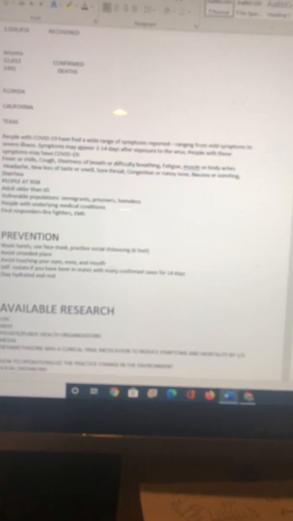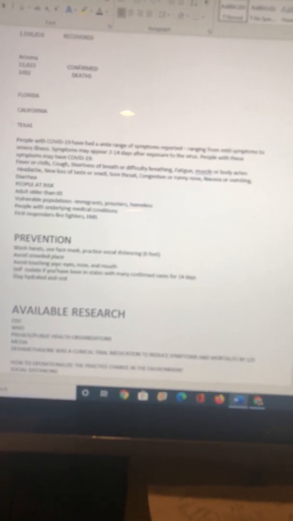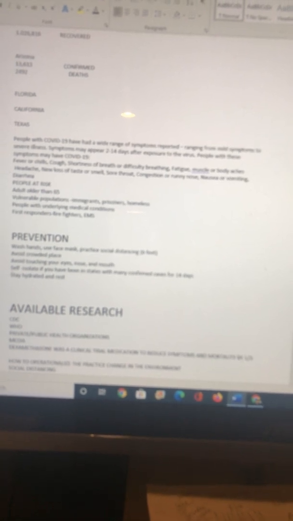The ways to prevent coronavirus are to wash your hands for at least 20 seconds with soap and clean water, use face masks, practice social distancing, avoid crowded places, and avoid touching your eyes, nose, and mouth. People who live in states that have higher confirmed cases of coronavirus should self-isolate for at least 14 days if you visit another state. It's also important to stay hydrated and rest if you have coronavirus.